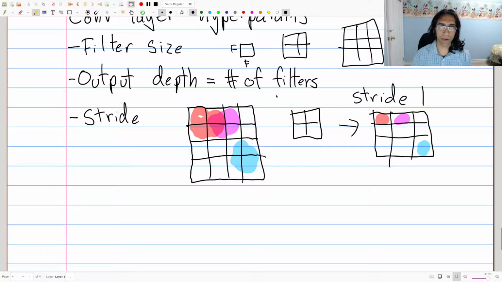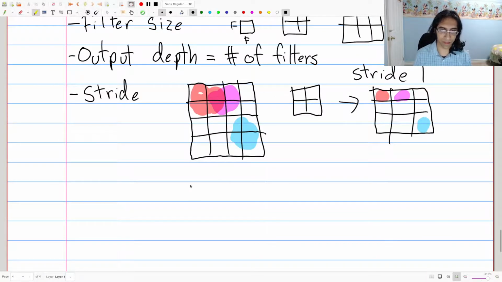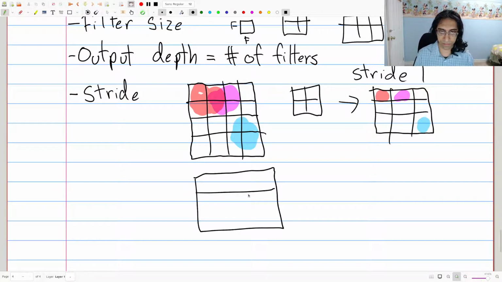But what about, let's say, stride 2? Let's draw a new picture for our input here, because we're going to have different colorings.